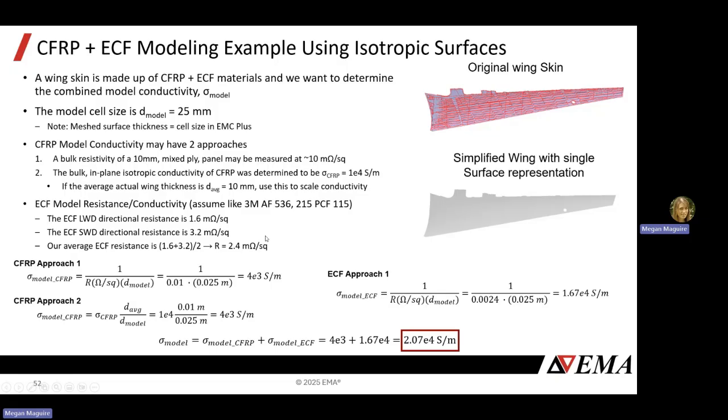For ECF, if you assume something like a 3M AF536, your long direction resistance would be 1.6 milliohms per square. Short direction would be 3.2 milliohms per square. You just average that to get 2.4 milliohms per square, and then do that resistance calculation, like option. So 1 over your 2.4 milliohms times your 25 millimeter cell size to get 1.67 e⁴ Siemens per meter. And then adding those together, you get your model conductivity for your single surface representation of the wing of 2.07 e⁴ Siemens per meter.